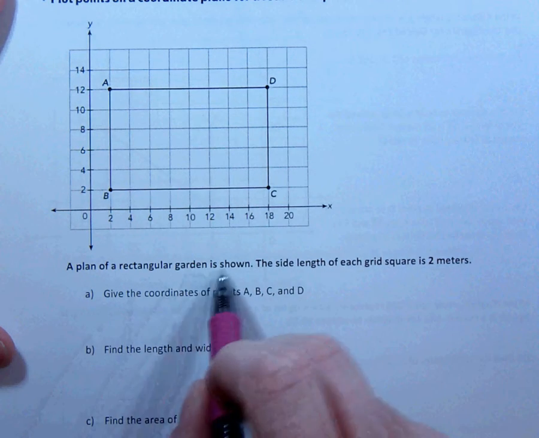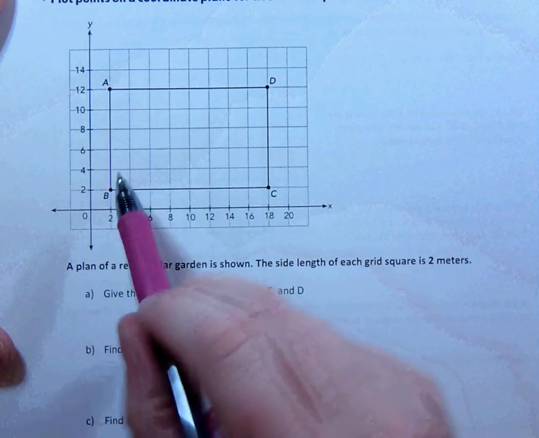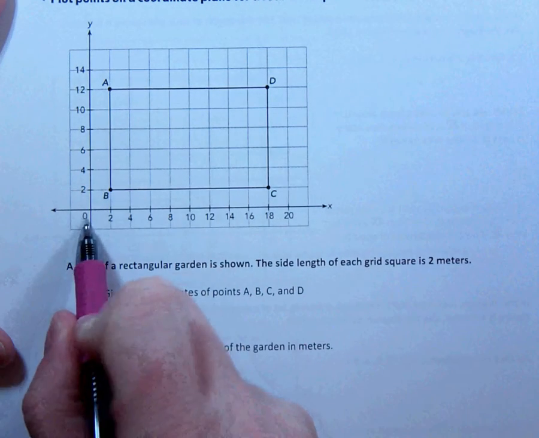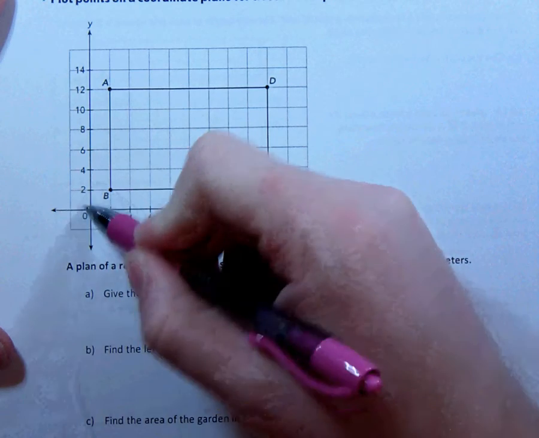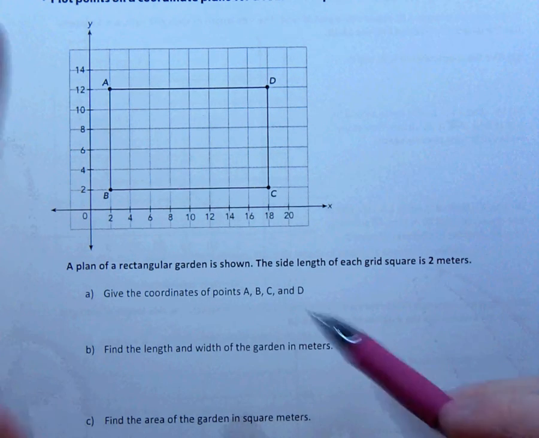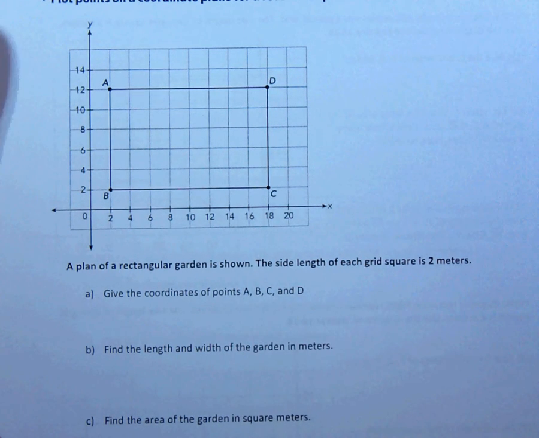So this is a plan of a garden shown, and each side length from here to here is worth 2 squares. And you can see that you use 0, 2, 4, 6, 0, 2, 4, 6. It's counting by twos, but if you don't notice that from the front end, you're very likely to make some mistakes. So first off, we want to give the coordinates of A, B, C, and D.